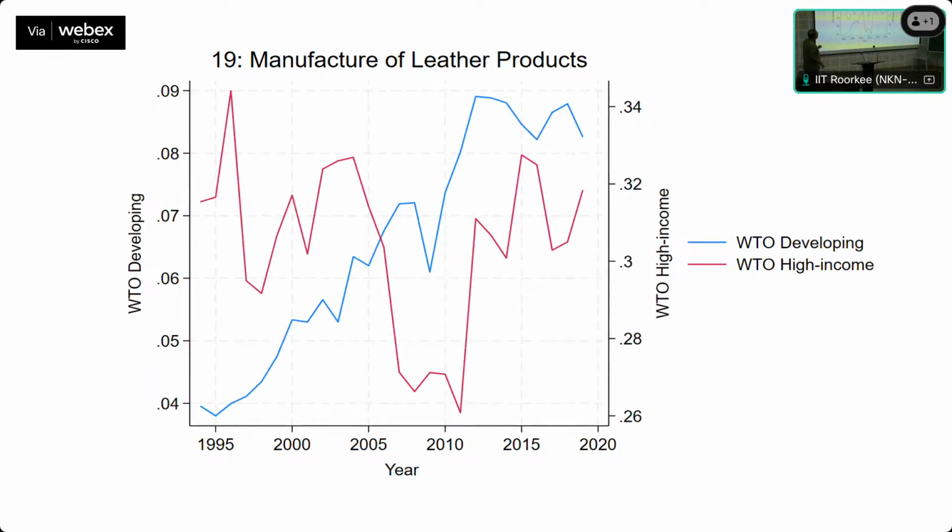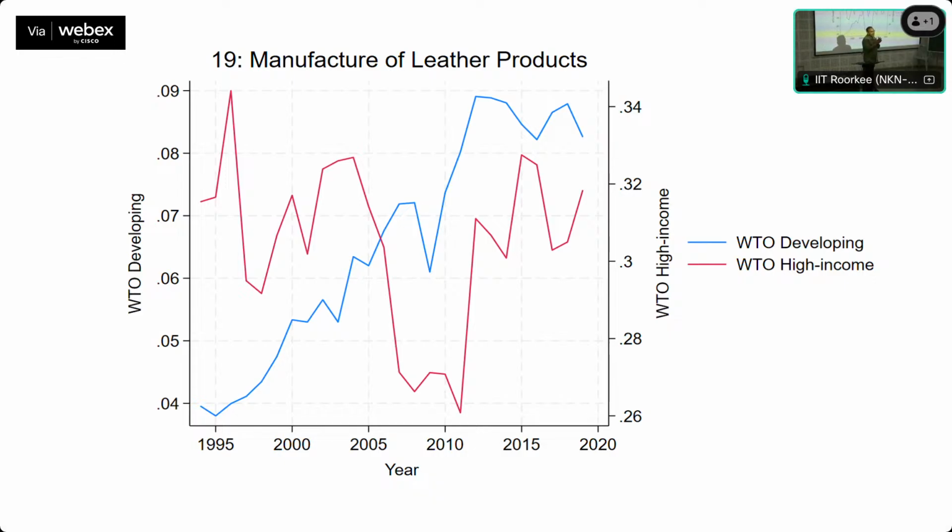Is the same exactly leather products. So labor intensive products, you can see it's increasing towards the developing countries more rather than the high income countries. And the change is happening around this time, 2001, 2005, when China is hitting the market. First with WTO, then the multi-fiber agreement.